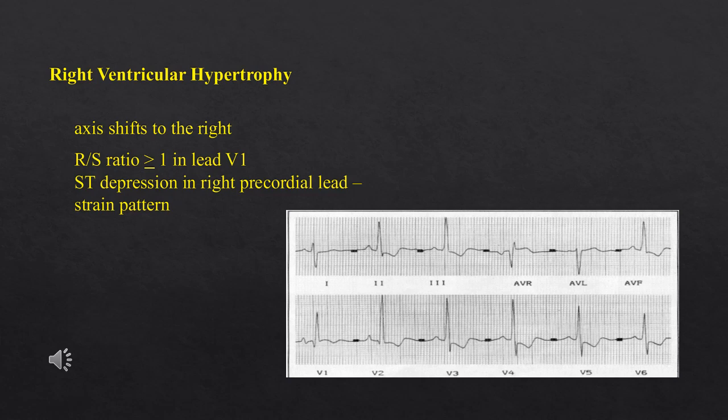Right ventricular hypertrophy is characterized by a right axis deviation, an R/S ratio greater than 1 in lead V1, and an ST depression in the right precordial leads, or what we call a strain pattern.